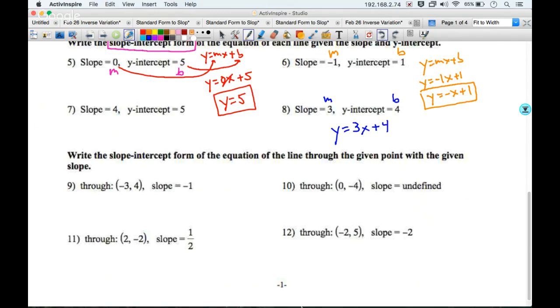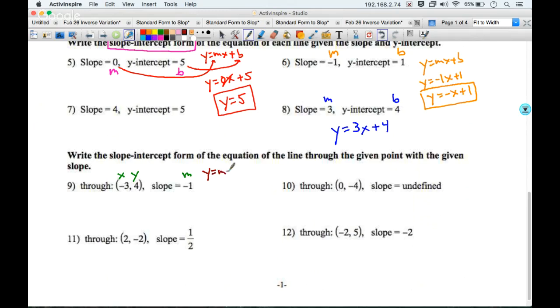All right, now 9 through 12, these are a little bit different. Write the slope-intercept form of the equation of the line through the given point with the given slope. So instead of a y-intercept like up here, we're just given some different point. So we're going to use that point to calculate for the y-intercept. Ordered pairs like this are always an x and then a y, so let's just label this as x and y. And then slope is still m. What you might notice here is we have 3 of the 4 parts of slope-intercept, so we can just solve for that last part.